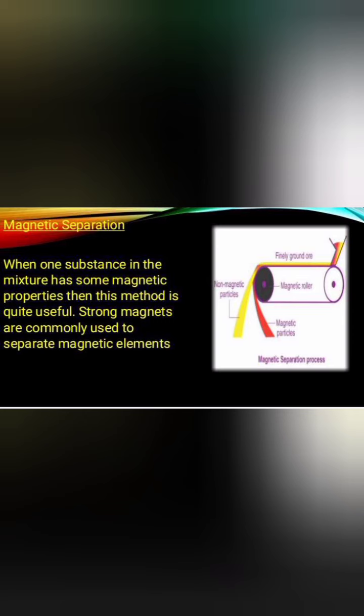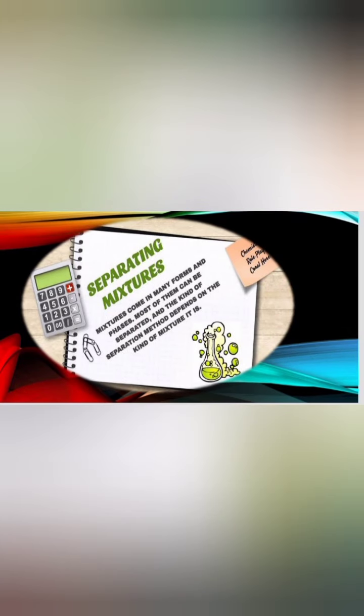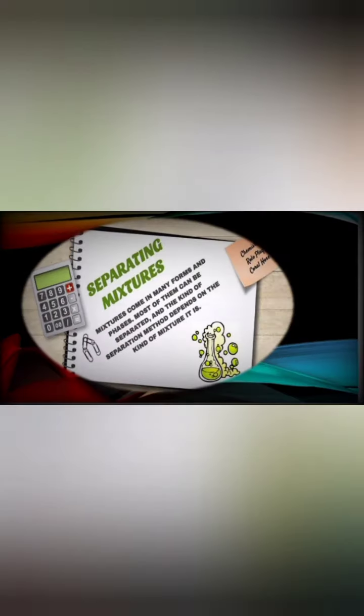And lastly, magnetic separation. When one substance in the mixture has some magnetic properties, then this method is quite useful. Strong magnets are commonly used to separate magnetic elements. So there, a magnetic separation process. There are non-magnetic particles, finely ground, a magnetic roller and magnetic particles. All right, so that ends our discussion about separating mixtures.